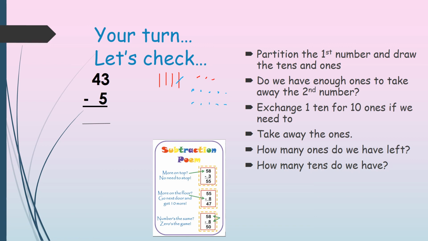Once I've done that, then I can take away my ones. So I want to take away 5. 1, 2, 3, 4, 5. And I count what I've got left that hasn't been crossed out. So here I've got 1, 2, 3, 4, 5, 6, 7, 8 left. So I've got 8 ones and I've got 3 tens left that haven't been crossed out. And if I did it with my numbers, I should have crossed out that 4, which would have left me with 3, and swap 1 over here. So I have 13 take away 5 is 8, and 3 take away nothing, which is 3.